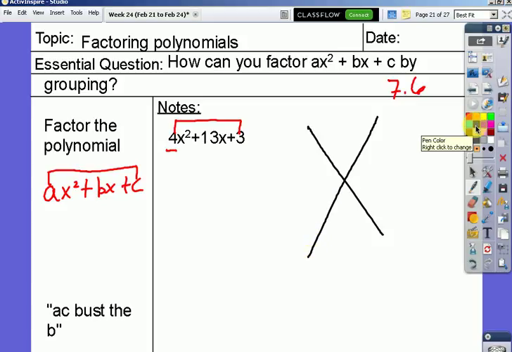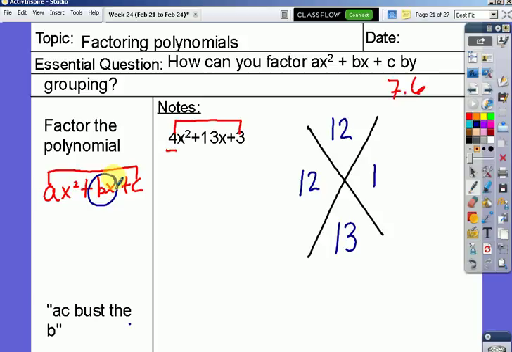So now, instead of putting 3 here, what do you think I'm going to put? 12. I'm still going to put 13. Okay? So what are my p and q? 12 and 1. Now, it's not as simple as just saying x plus 12, x plus 1. This is where that, I know it sounds weird, bust the b part comes in. We're going to take this middle term and we're going to break it apart.